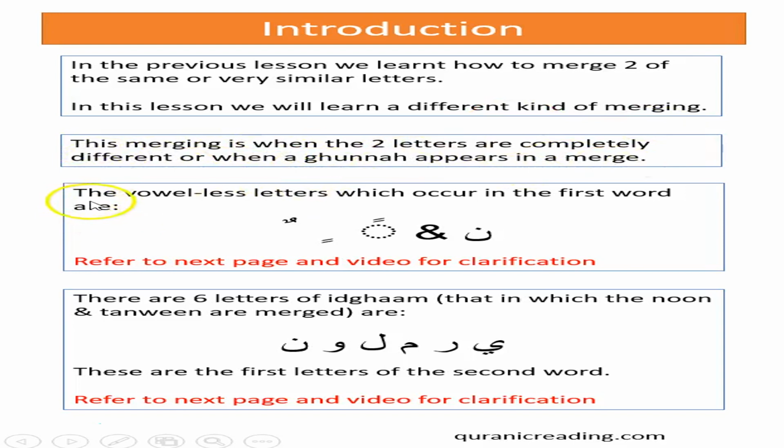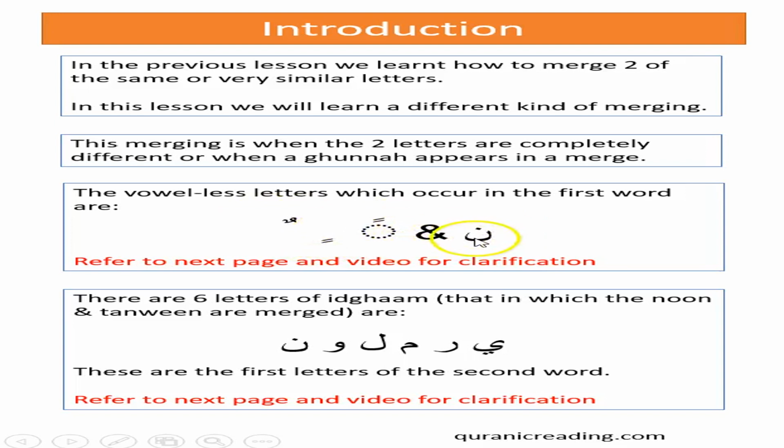So more specifically, don't forget, when we have idgham we have vowelless letters. Vowelless letters or vowelless sounds in the first word, and the second word is mutaharrik, it has a vowel on it. So in this lesson, the vowelless letters that we are going to take are the noon and the tanween. The tanween is of course the fathatain, the kasratain, and the dhammatain.